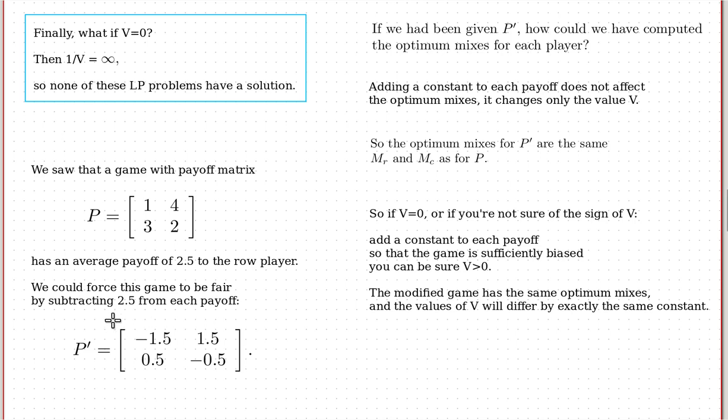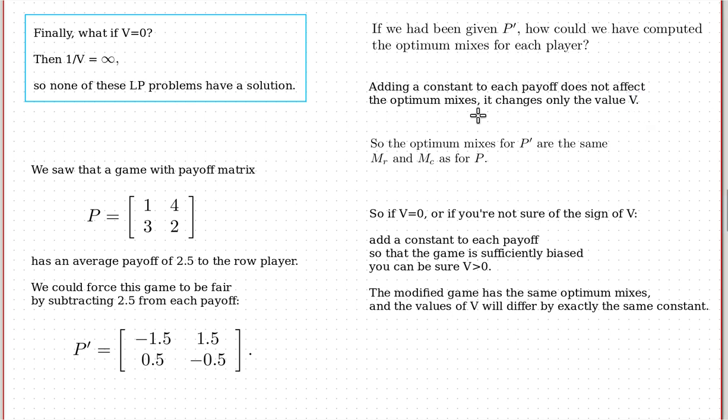So this is also a game in which the rogue player is best off playing row 1 1/4 of the time and playing row 2 3/4 of the time, right? But now the average payoff is going to be 0, so this is now a fair game. This trick of adding a constant to each payoff is a very useful trick in order to bias a game to make sure that it has a positive v-value, right?